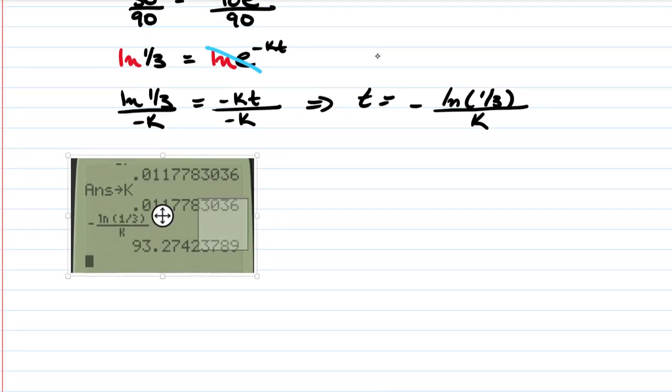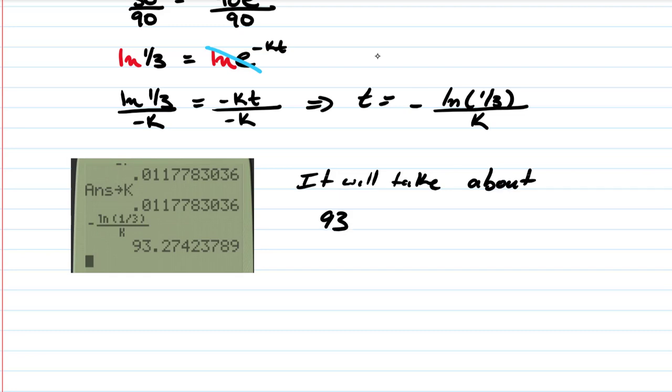So 93, so it will take about 93 minutes for the coffee to cool to 100 degrees.